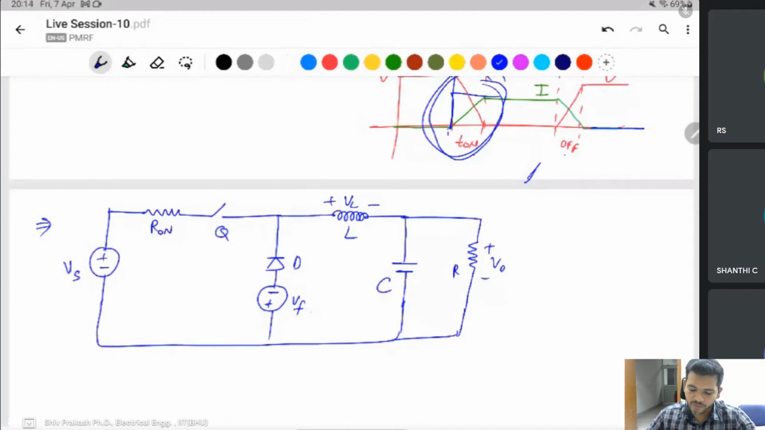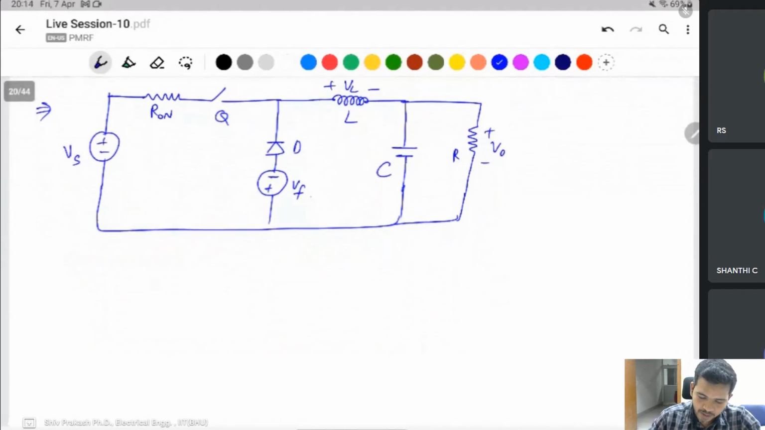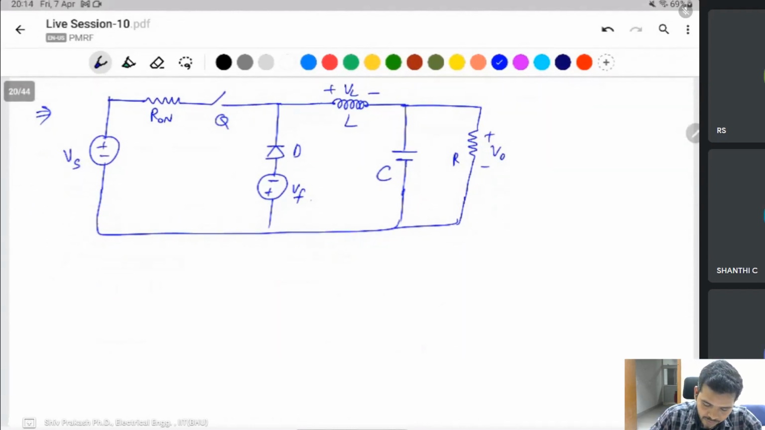For the drop of voltage, I will take it. Then what happens? The voltage of the inductor, when the switch is on.